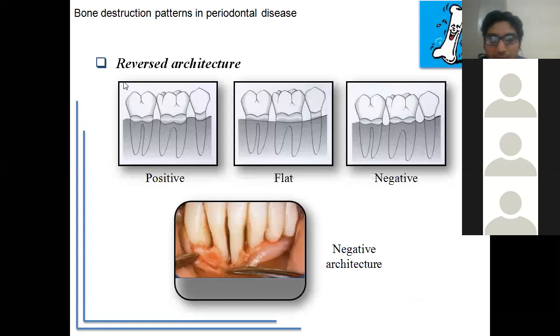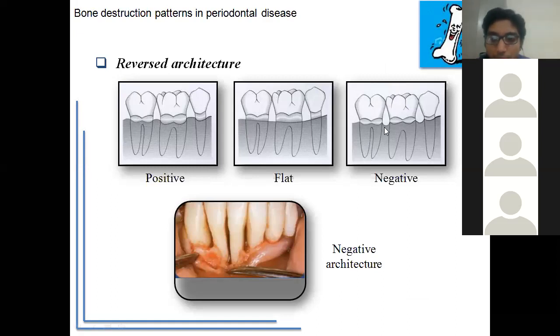This is very important: reverse architecture. You should know the difference between positive, flat, and negative architecture. Negative architecture you will find most commonly in which type? You will find it in ANUP, acute necrotizing ulcerative periodontitis. What is the difference between positive and negative architecture?